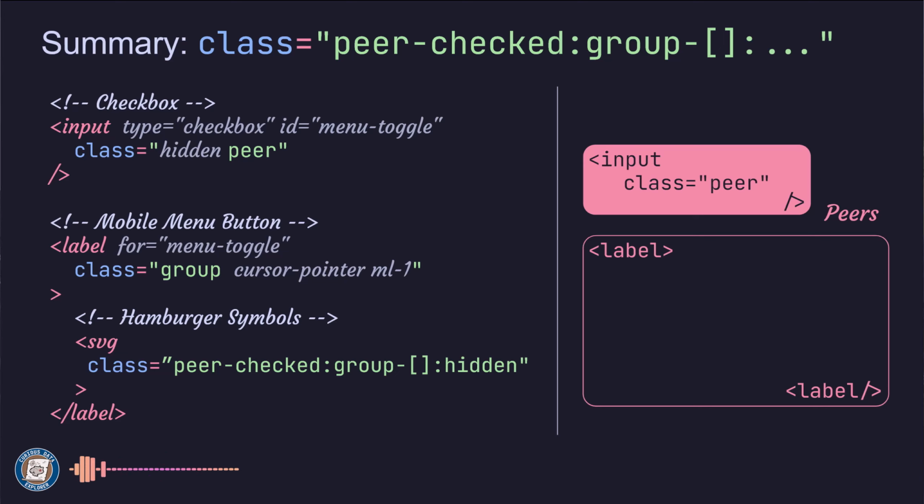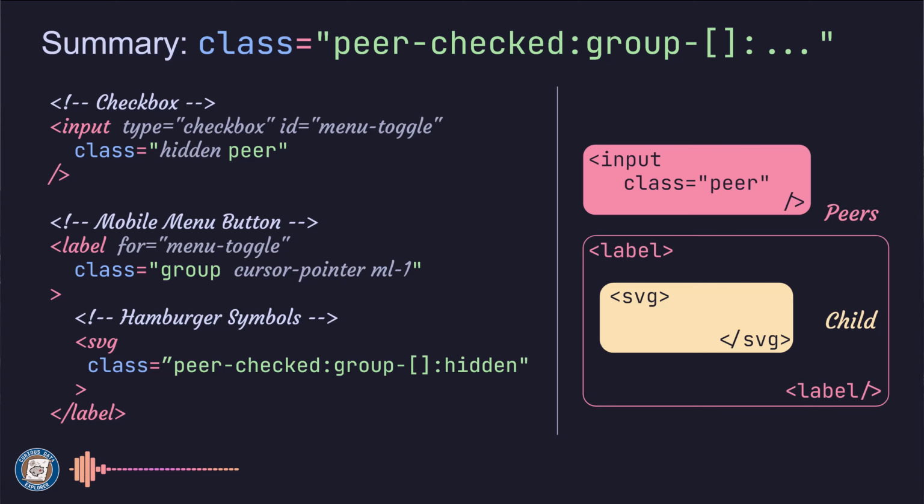If you found that confusing, the figure on the right shows the effective relationship between the elements. The input and label tags are peers and the SVG is a child of the label. The SVG cannot respond to a peer modifier such as peer-checked from the input. To overcome this, by applying group to its parent and using the universal group modifier, the SVG can now respond to peer signals received by its parent.